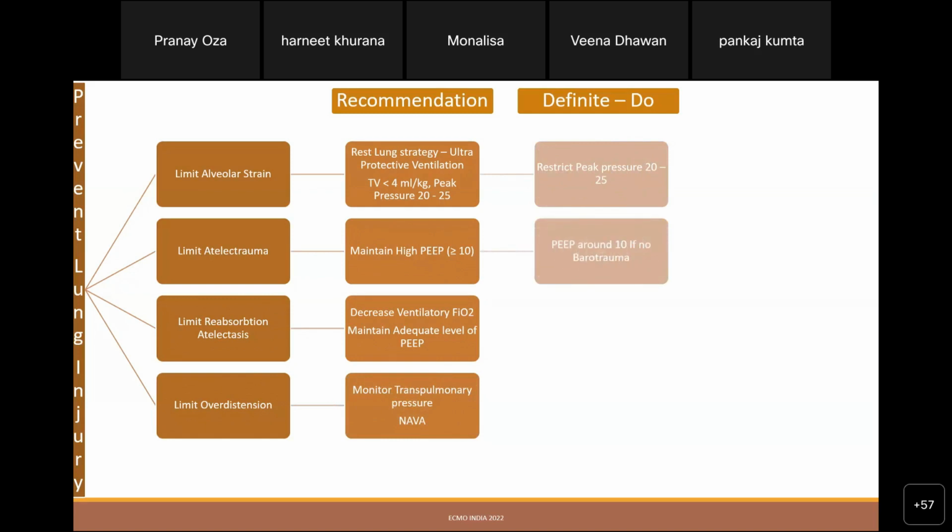And the PEEP around 10 if there is no barotrauma. So PEEP should be 10 or more than 10 if there is no barotrauma. That is a definite thing we need to do, and decrease the FiO2 as low as possible. And what we have been told not to do is not to exceed the peak pressures of more than 25.